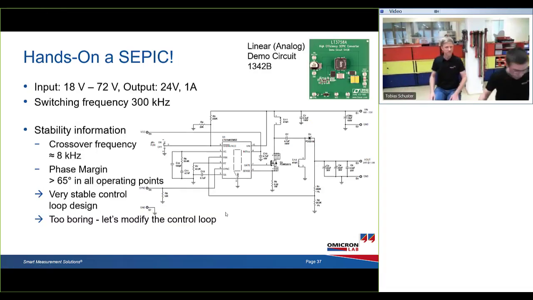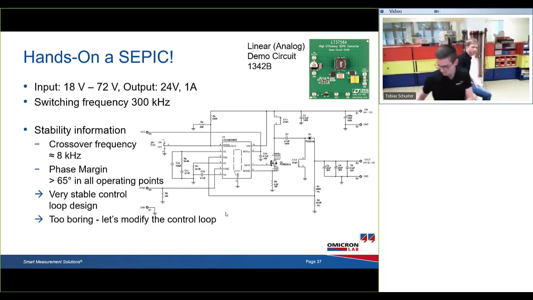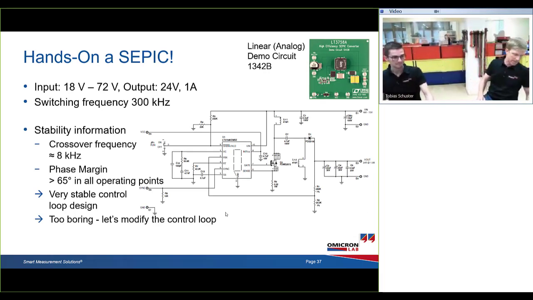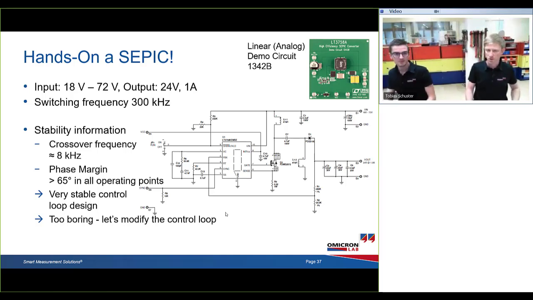to the output voltage of the converter, and that gives the closed loop line to output transfer function, or the PSRR. Okay, so let's directly head into the live measurement, and we'll use a SEPIC converter from Linear or Analog. It's demo circuit 1342B. It is a SEPIC converter that has an input range from 18 volts to 72 volts and generates 24 volts output at 1 amp load current with a switching frequency of 300 kilohertz.